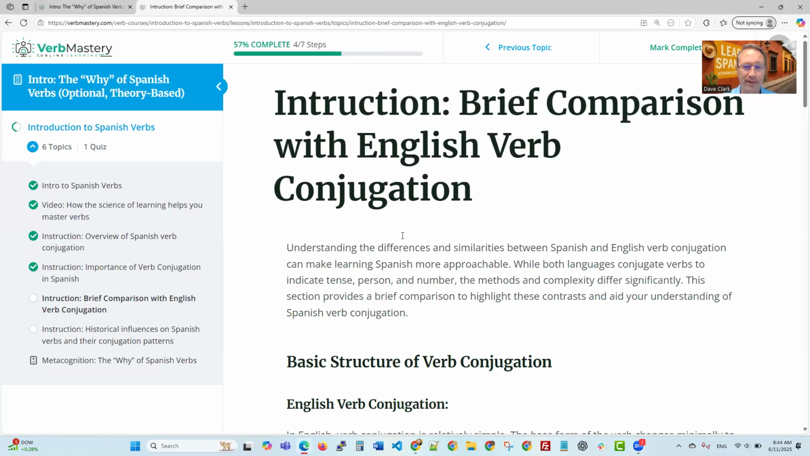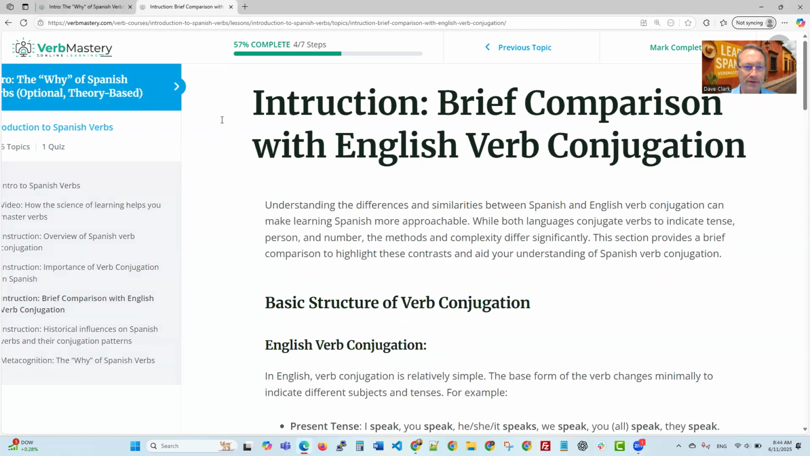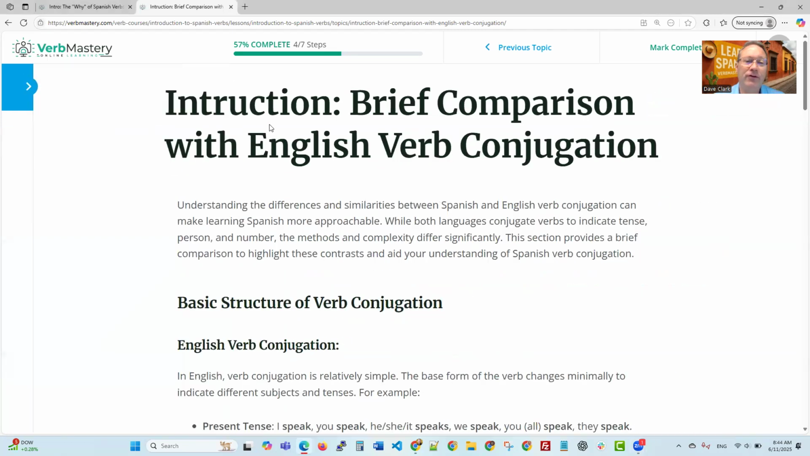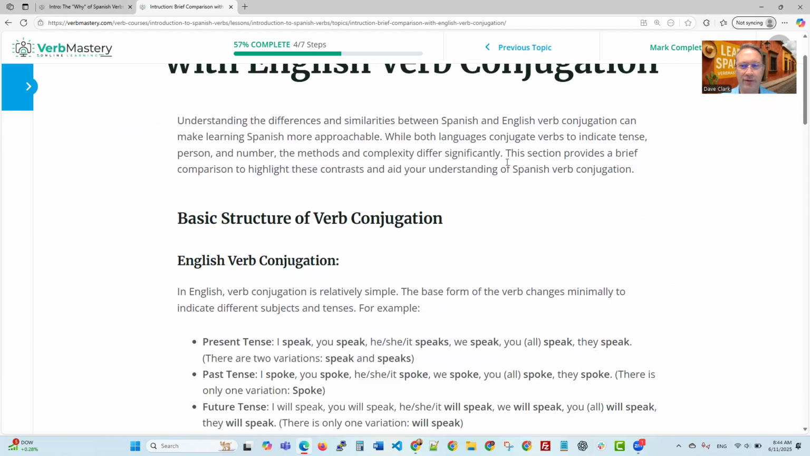Let's jump right into the lesson. Well, first, I'll go ahead and close the side navigation. Instruction. Ooh, it looks like there's a typo. By the time you see this, that typo should be fixed. Instruction, brief comparison with English verb conjugation.